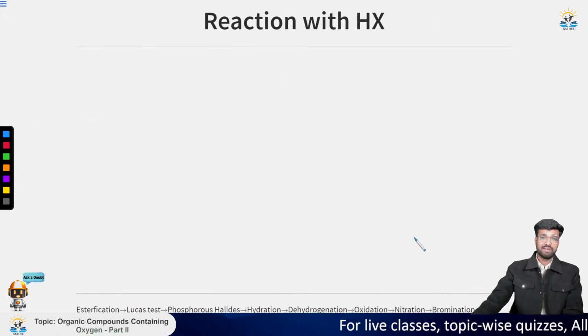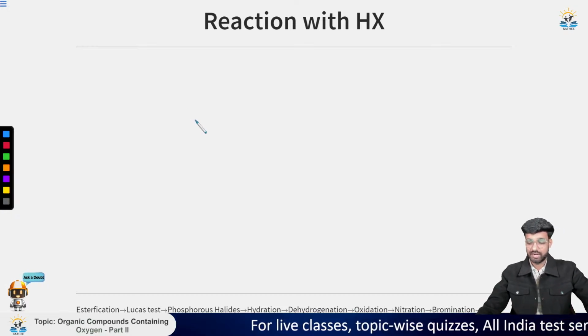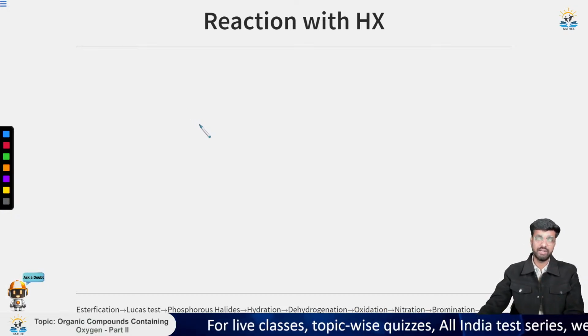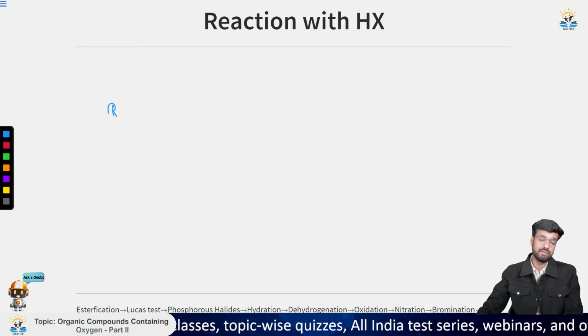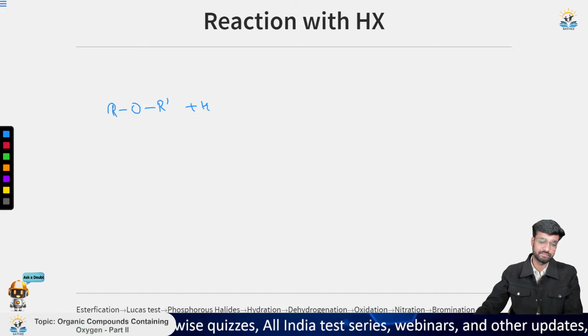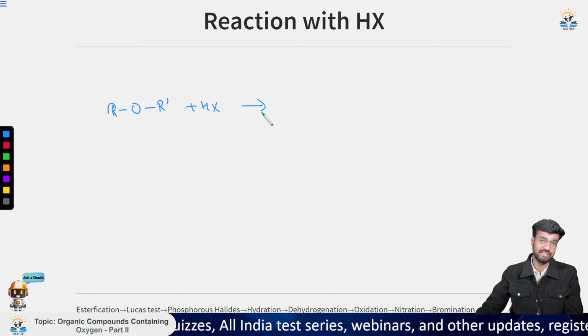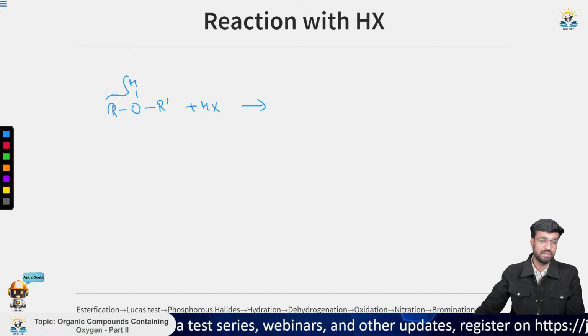Now I have put up a slide of reaction with HX here. Why? Because HX was an important one, so I thought to keep it more detailed. Okay, so this is a reaction with ether. So what are we taking? We are taking an ether and reacting it with HX. Okay, so we will see this.